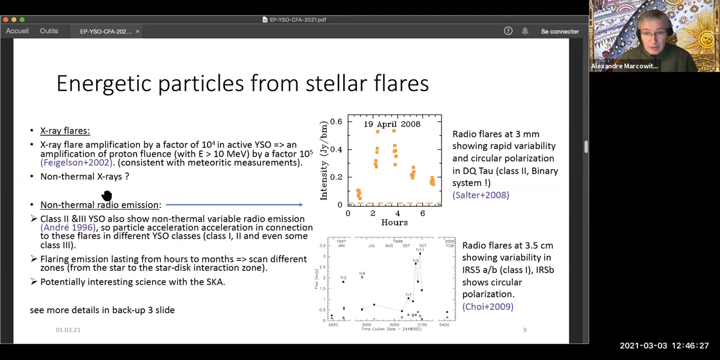The first one is DQ Tau, which is a class 2 object. In fact, it's a binary system, so maybe a bit peculiar, which shows variability on an hourly timescale in the non-thermal emission and also circularly polarized emission. And there is another example, the object R S5b, which is a class 1 object, which shows circular polarization and flares. This aspect could be of interest for the coming facility SKA, the Square Kilometre Array, in radio wavebands.